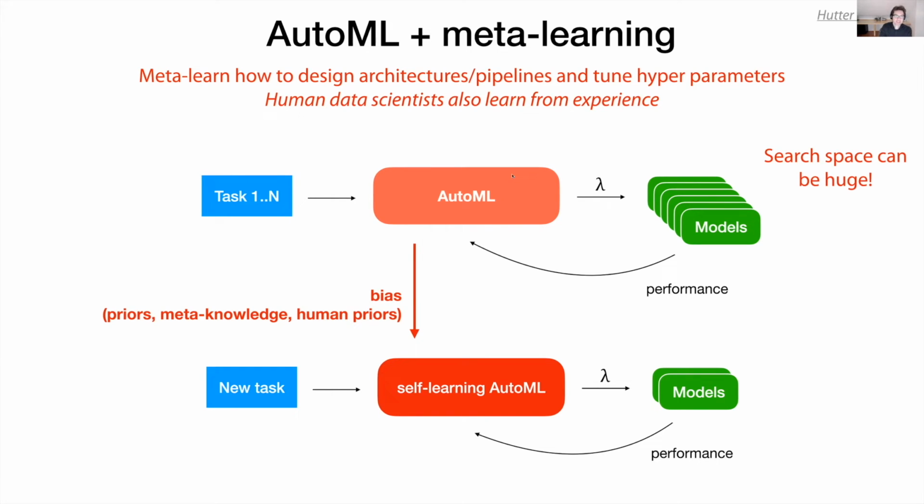Now, still, this search space can be huge, right? So your AutoML method may have to spend a lot of time and try hundreds of models, sometimes even tens of thousands of models before it can find a good one. And so the question we want to ask now is, can we do meta learning on this? Can we transfer a bias? Can we learn priors and use meta knowledge and maybe even use human priors and preferences into a self-learning AutoML system that can then do this much more efficiently and maybe just after building a few models already find a good model for you to use?